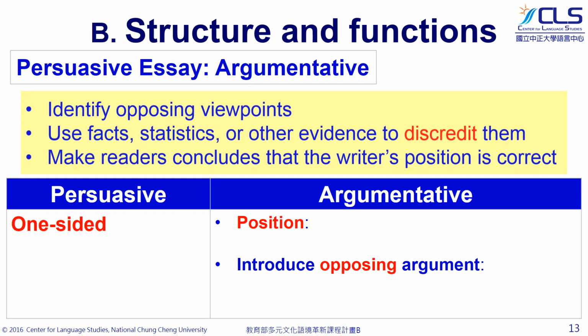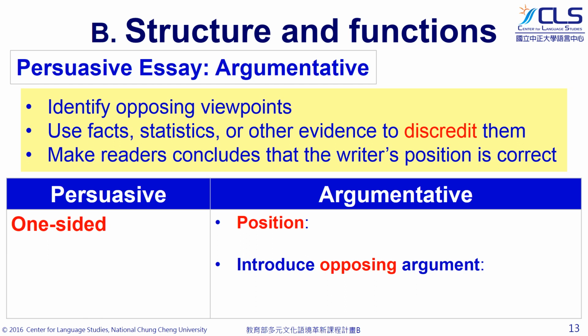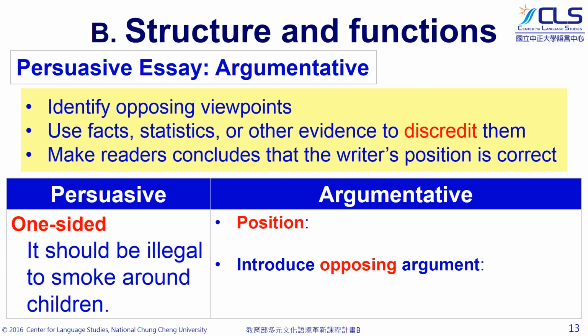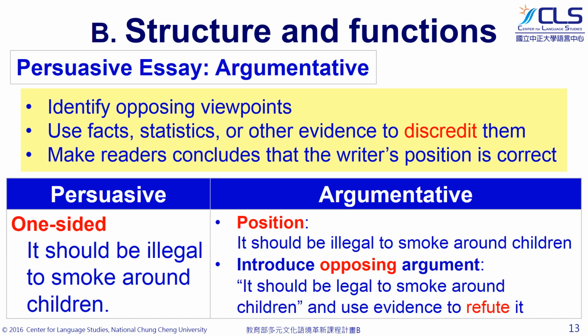Here is the difference between persuasive and argumentative essays. Besides expressing the writer's point of view, for example, it should be illegal to smoke around children, the argumentative essays also identify the opposing viewpoints, it should be legal to smoke around children, and use facts, statistics, or other evidence to discredit the opposing viewpoint to persuade readers that the writer's position, it should be illegal to smoke around children, is correct.